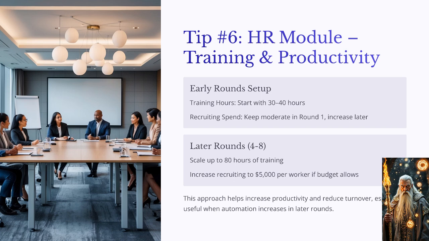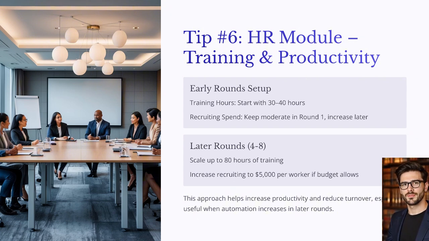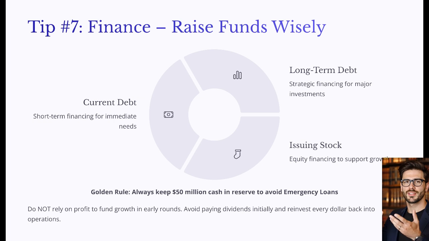In rounds 4 to 8, scale this up to 80 hours and $5,000 per worker if your budget allows. Tip number 7. Finance. Raise funds wisely. To finance your early investments, you need funds from 3 sources.